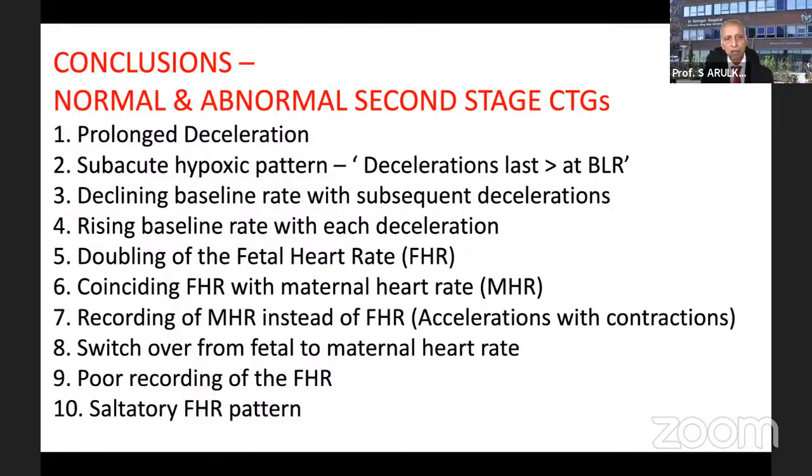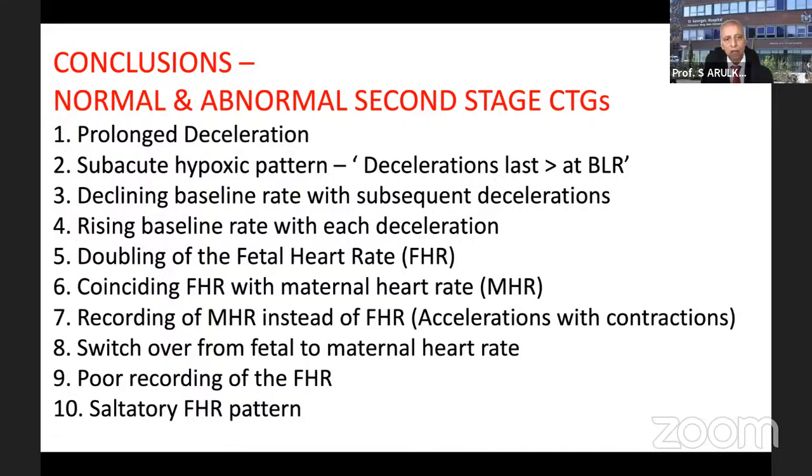Subacute hypoxic pattern, where the deceleration lasts for longer than at the baseline rate, so where you have to deliver by 20 to 40 minutes. And when there are decelerations, you have to look at the baseline, whether it's declining or rising. Both are not good signs. Declining is worse compared to rising. And if in the second stage there are two heart rates seen, maybe we are hyperstimulating and we have to think about stopping the oxytocin and trying to give some tocolytic.